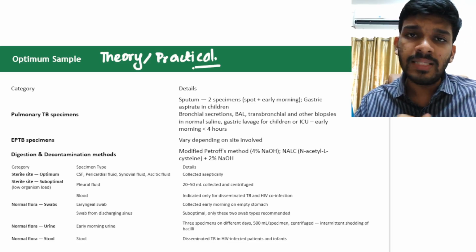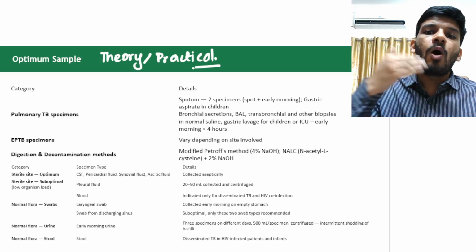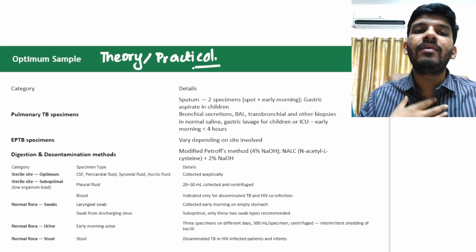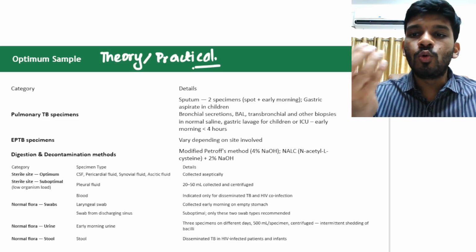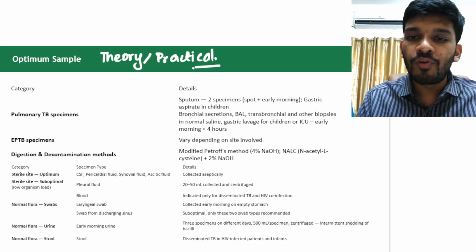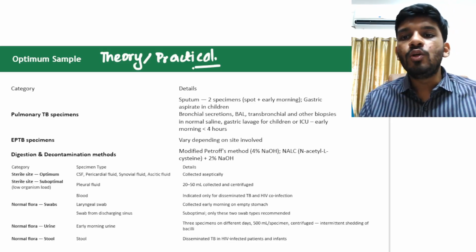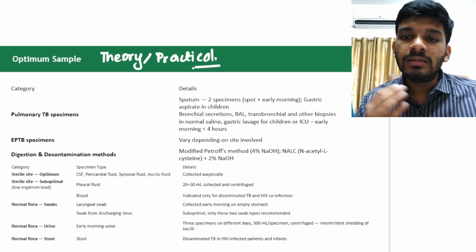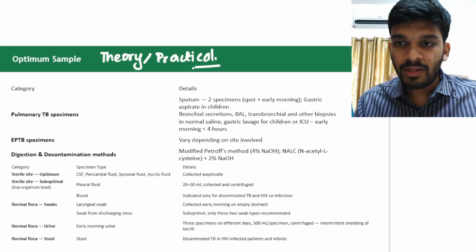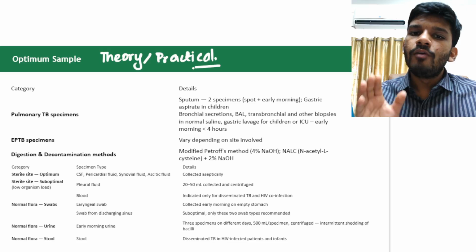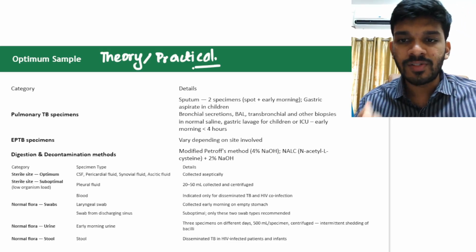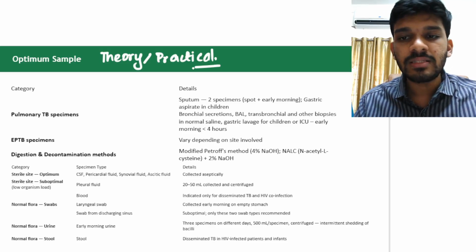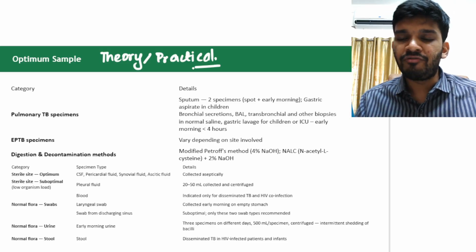The reason for the early morning sample is that throughout the night, whatever bacilli are there will accumulate in the sputum, and when you take an early morning sample, you will get a good yield. In children, you can go for a gastric aspirate. You can also take bronchoalveolar lavage by doing a BAL. For extrapulmonary tuberculosis, you have to take the sample from the respective site. For example, if you're suspecting TB meningitis, you need to do it in CSF.